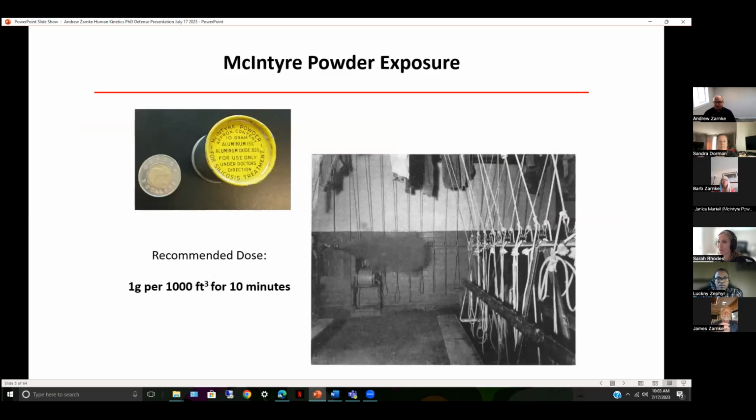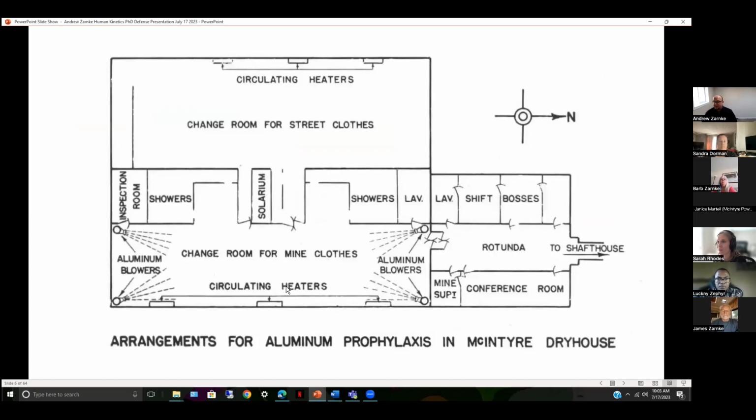The recommended dose by the McIntyre Research Foundation was 1 gram of powder per 1,000 cubic feet of locker room air for 10 minutes. And you can see here an image of what it looked like when they were dispensing the powder. This is an image actually at the Porcupine Mine, where the McIntyre powder was developed and designed. And this is a schematic of that same mine dry, or the locker room. And you can see in each corner here, aluminum blowers, where canisters of aluminum would be inserted and compressed air would be blown through to dispense the air.